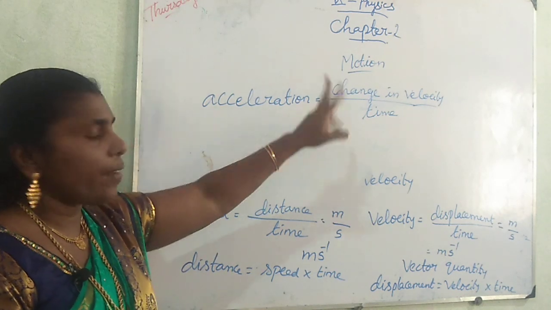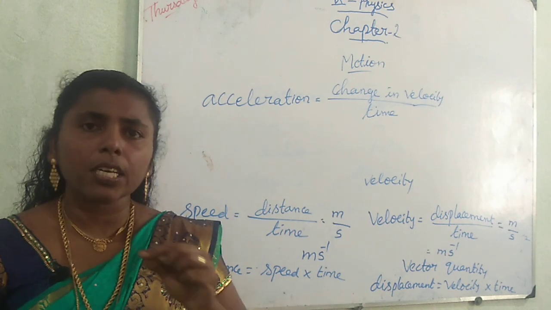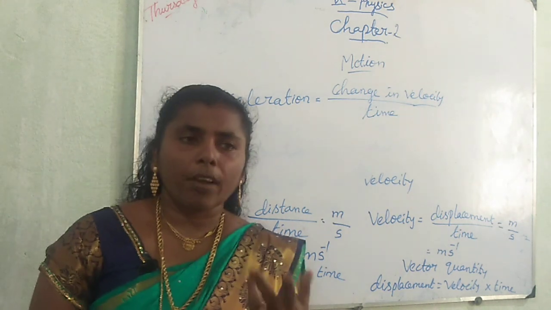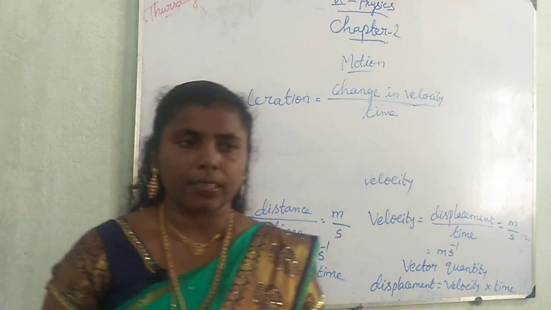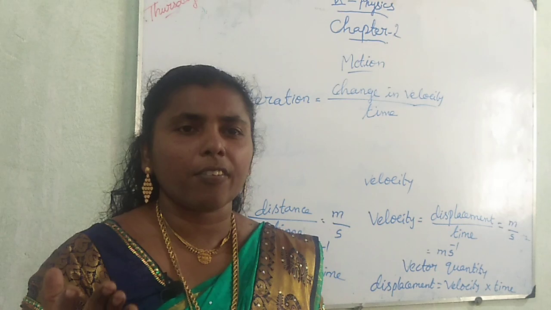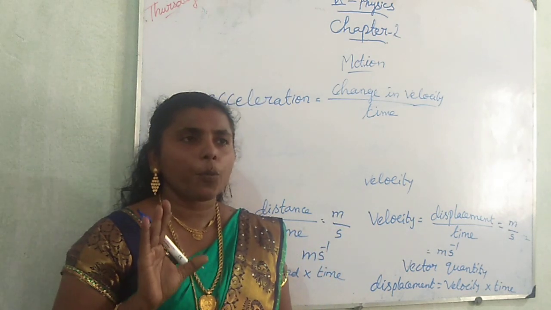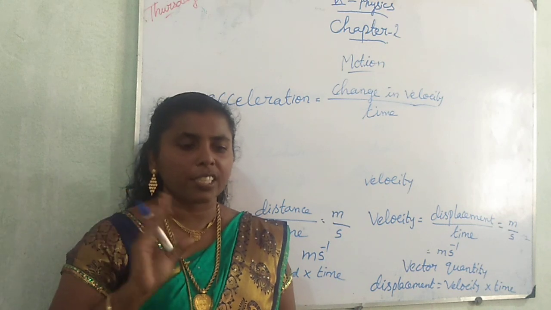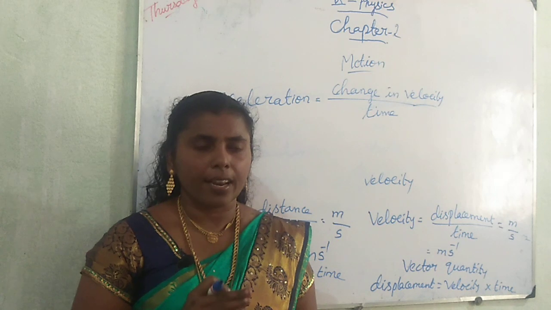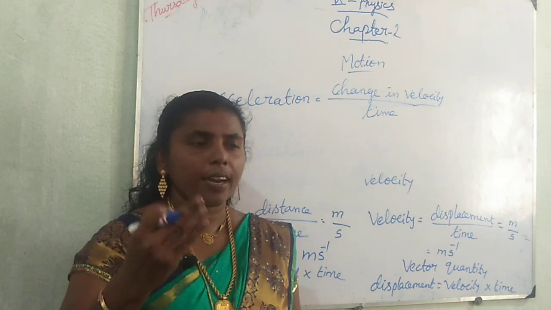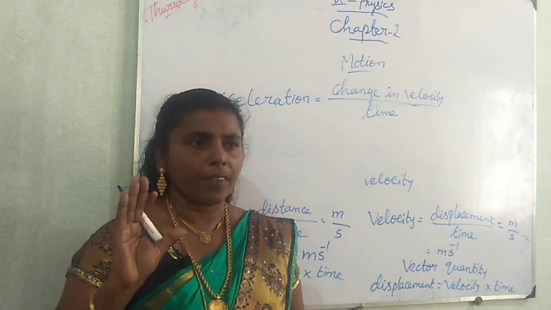Then change in velocity. What velocities are there? Final velocity and initial velocity. So change in velocity means final velocity and initial velocity. How will we find them? See, suppose a 100-meter running race. We are standing for the running race, so that is the initial velocity. Then after completing 100 meters, we stand at the end place, so that is the final velocity.